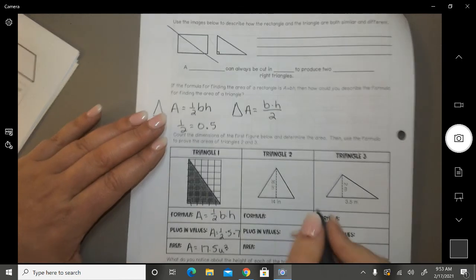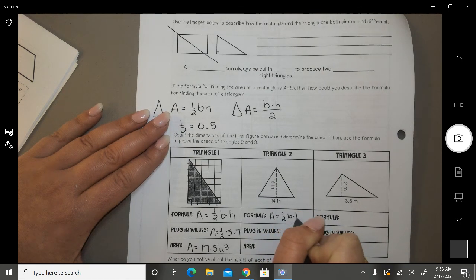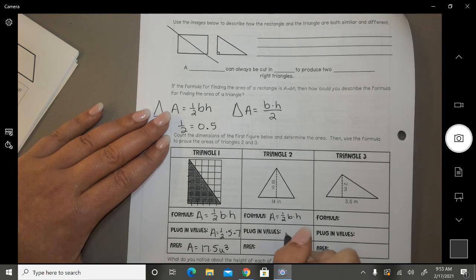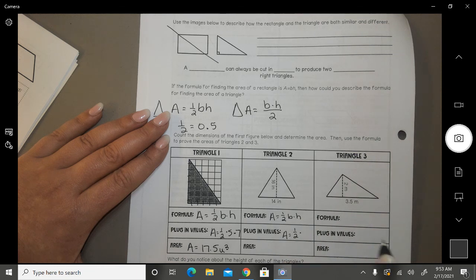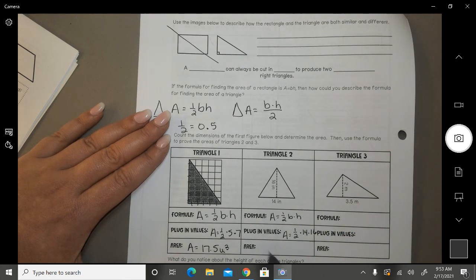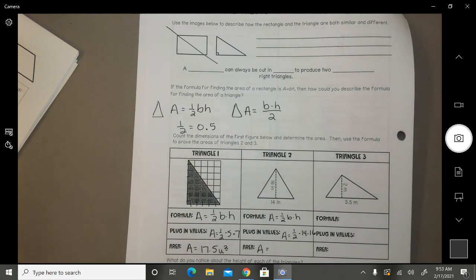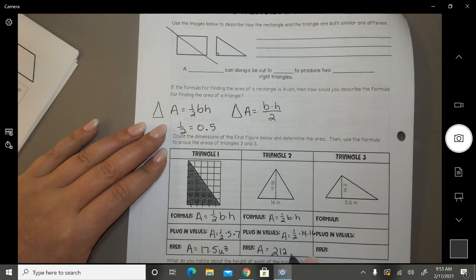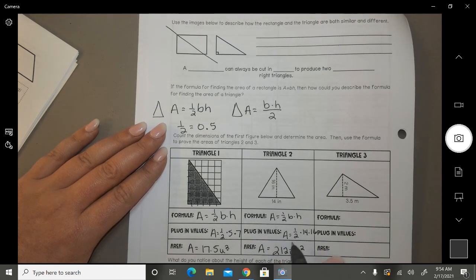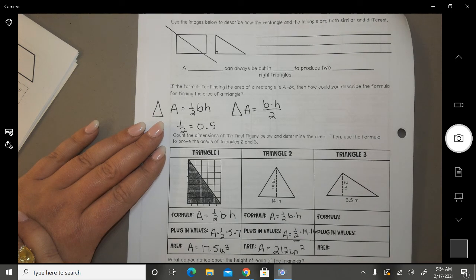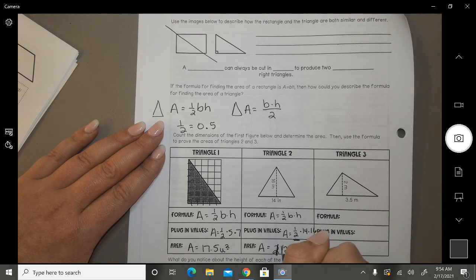All right, so triangle number 2. My area equals 1/2 base times height. Plug it in. Area equals 1/2. What's the base? 14. What's the height? 16. So if I put that in my calculator, what do I get? Did you divide it by 2 or multiply it by 1/2? Don't forget to multiply it by 1/2. 112 inches squared. You cannot forget the half. If you don't do the half, then you don't get it right.